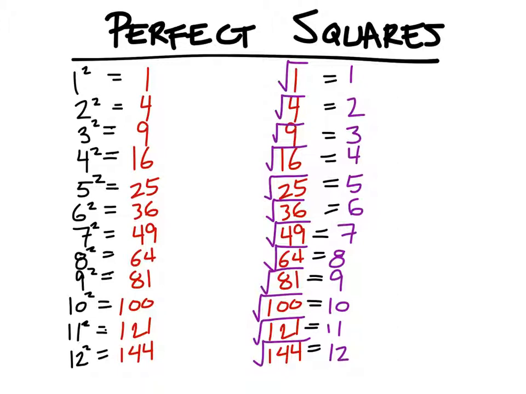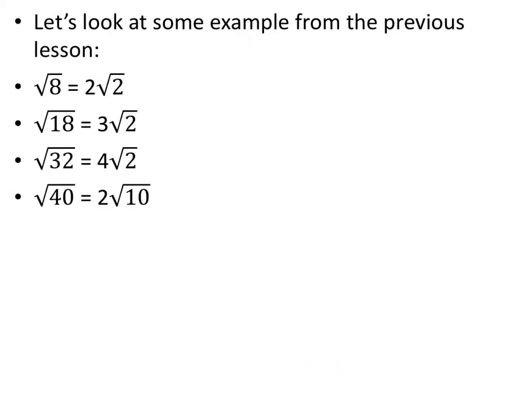Now we're going to be using more of these purple values in today's lesson, because if we can identify these perfect squares, then simplifying the square roots of other values can become pretty easy. So problems like this one show the simplified form of the square root.